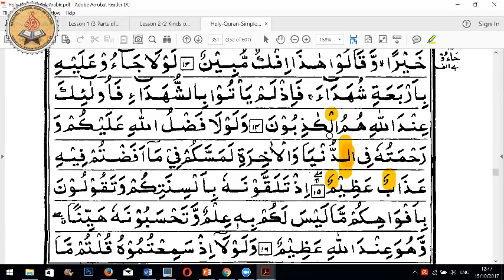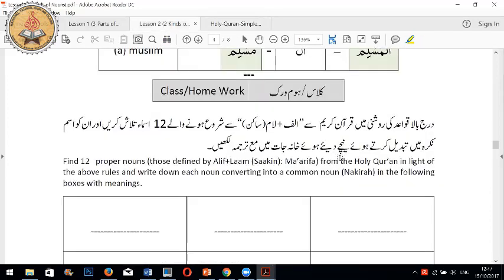That's why they put this one al kazibun, because kaf is that letter that if a previous lam is written before it, it is not assimilated. But dal is one of them where lam is written, but it is assimilated. This is a tartil question. Now, from the Holy Quran, in the light of the above rules, write down each noun, converting it into a common noun, nakira, in the following boxes with meanings.